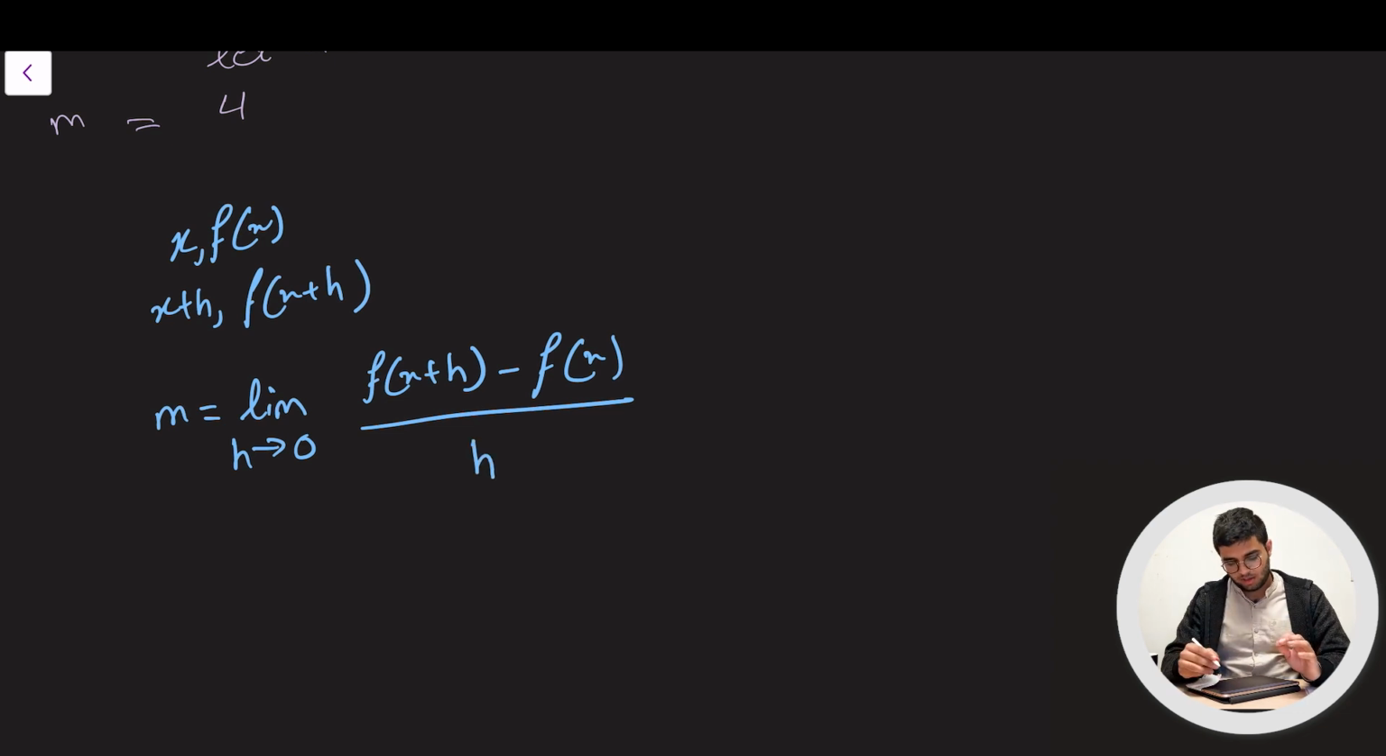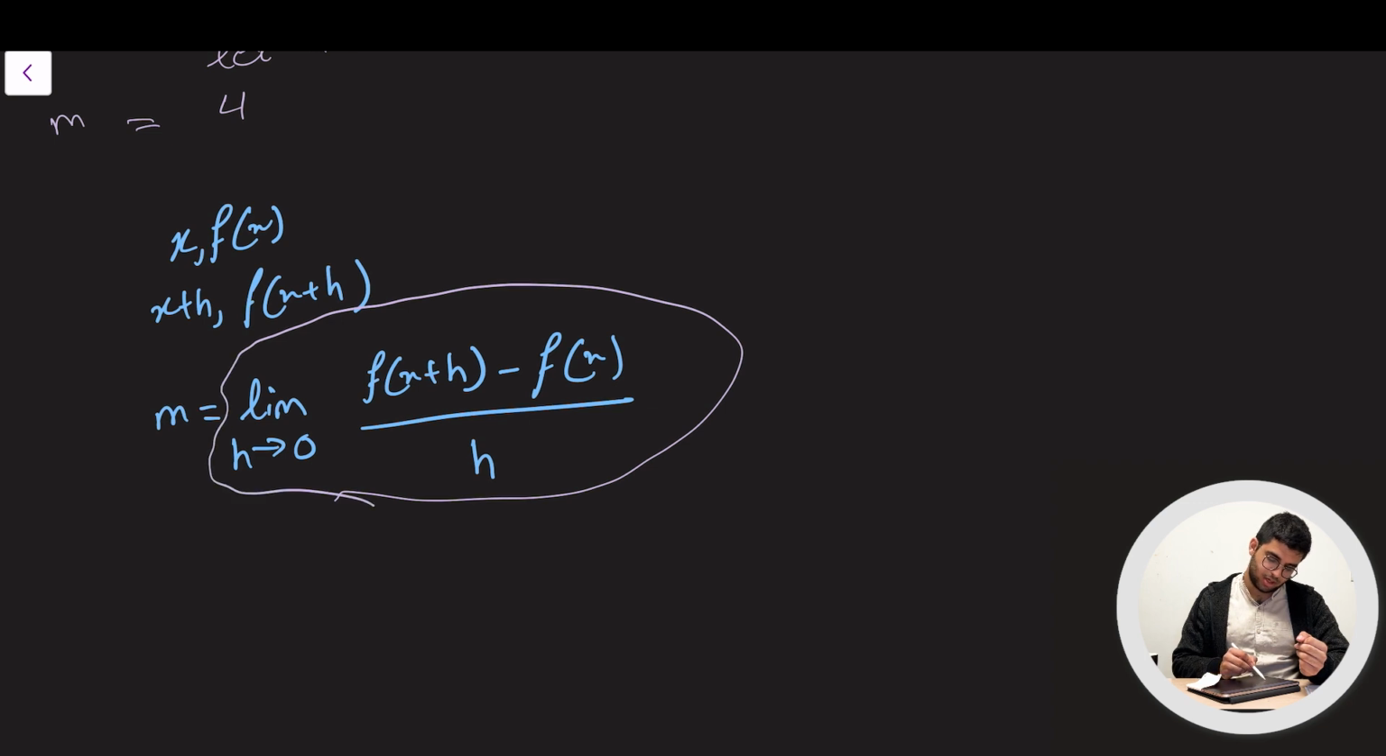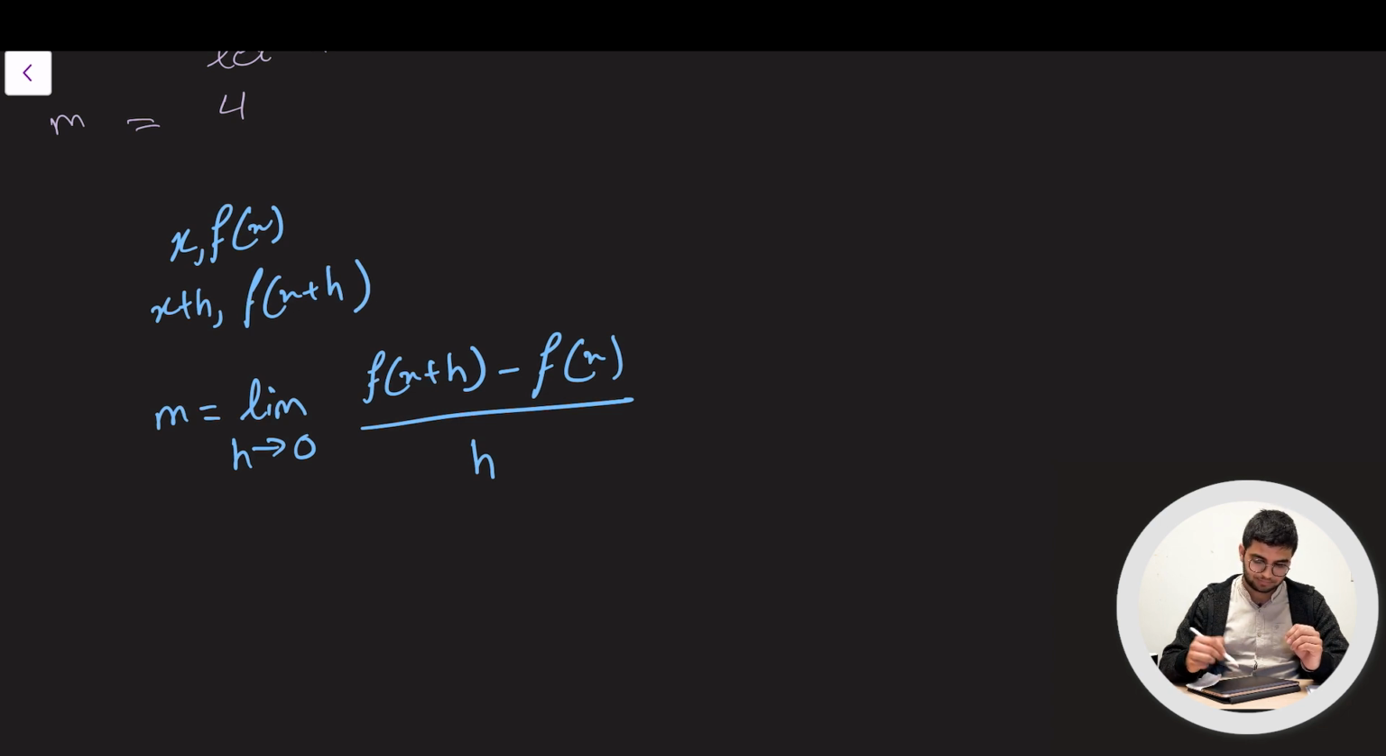Now, before we keep going, I would like to point out that this is first principles in all of its glory. This is the most basic form of first principles. Whenever you're asked to apply it, this is what should come into your mind: f of x plus h, take f of x, all over h. This is where you should always start.